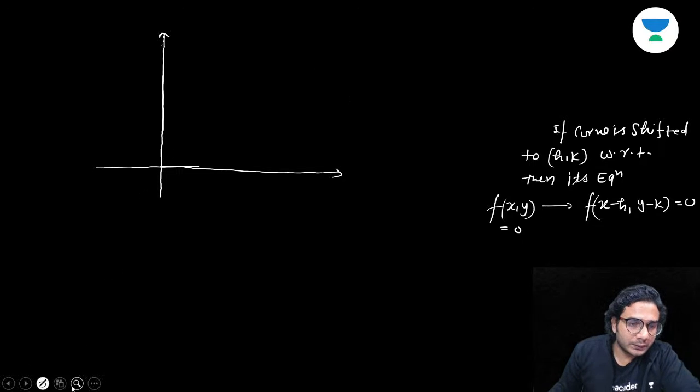All right, so now let's apply this. So now we have the equation of pair of straight lines. We are now trying to understand the general equation of straight lines. Okay, general equation.